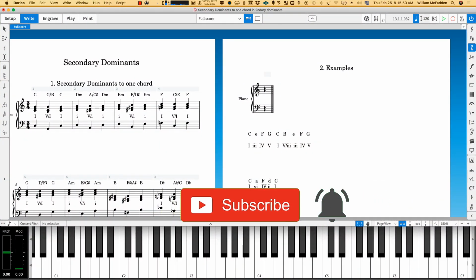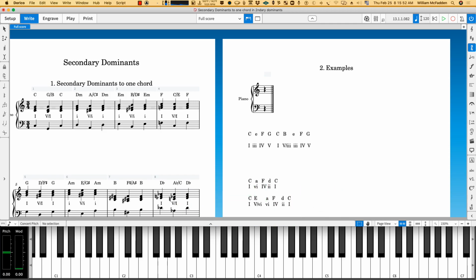Hello everybody, this is Bill McFadden, and in this video we're going to get into secondary dominance, and we're just going to keep the secondary dominance a triad. We could add the seventh, but in this tutorial we'll just get into the basic concept. So let's take a look at this first measure in the scale of C.